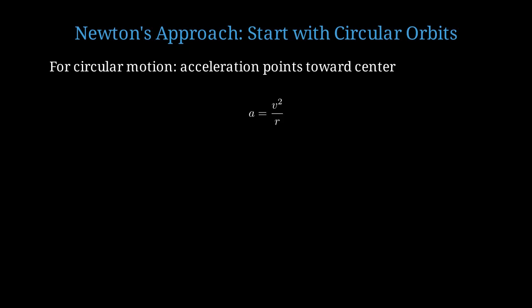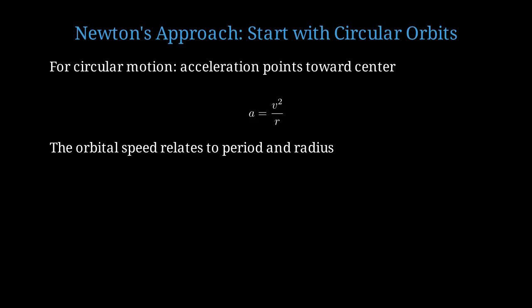The magnitude of centripetal acceleration equals v squared over r, where v is the orbital speed and r is the radius. The orbital speed can be expressed in terms of the period T and radius r. The planet travels a distance of 2 pi r in time T. So v equals 2 pi r over T. Now comes the clever part.